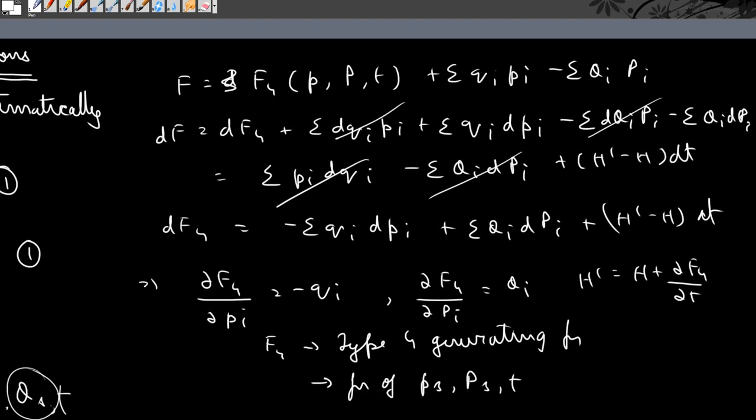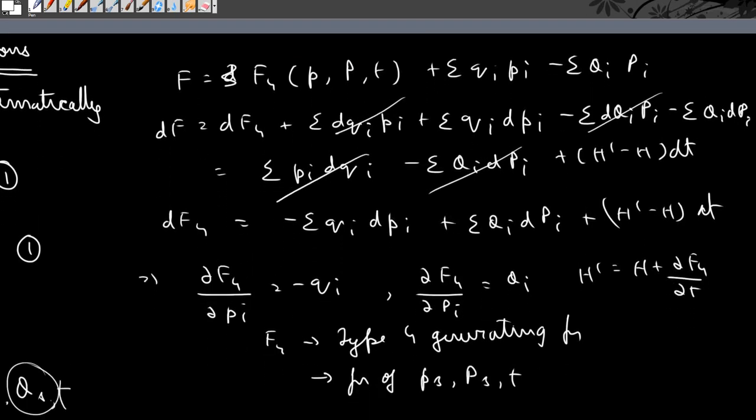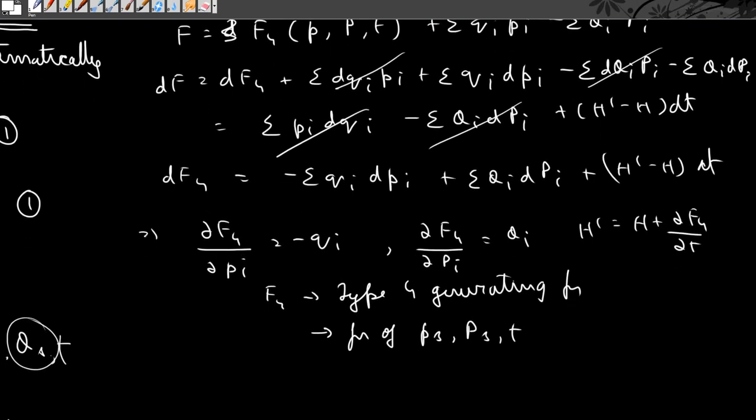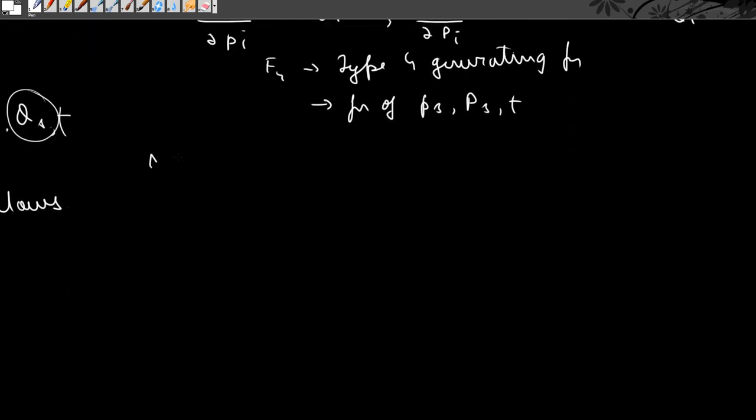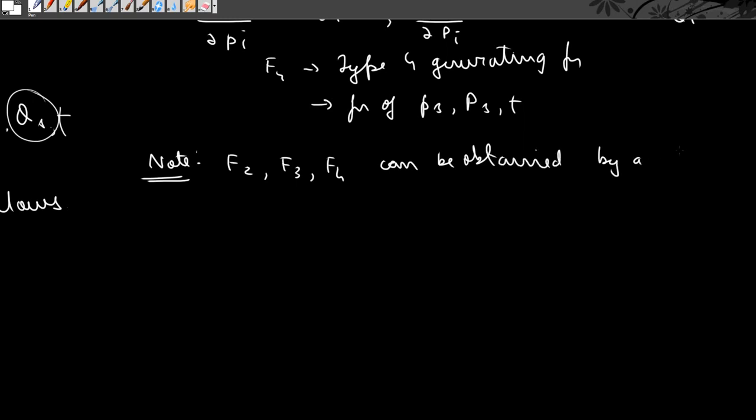so what we have done is that we have defined 4 types of generating functions which depend on different quantities. Okay, and from this we can see that we are able to construct our canonical transformation equations, and that is the reason why we call them generating functions. But interestingly, if you note, f2, f3 and f4 are in fact, or can be obtained by a Legendre transform on f1.